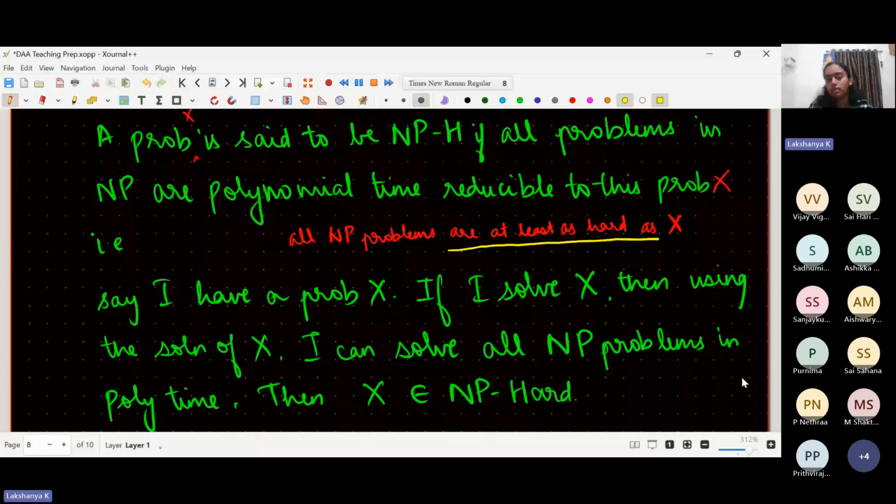So you have two problems here. Problem X is how do I reach the 10th floor? Problem Y is how do I reach the 12th floor? Now, if I somehow solve X, if someone does some magic or if I learn how to fly and I reach the 10th floor, from there, within polynomial time, I'll use the elevator and I'll go to the 12th floor.